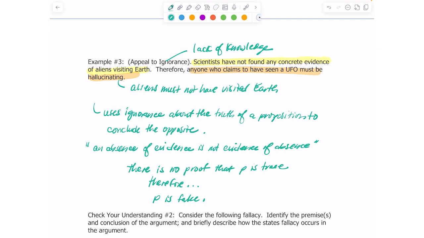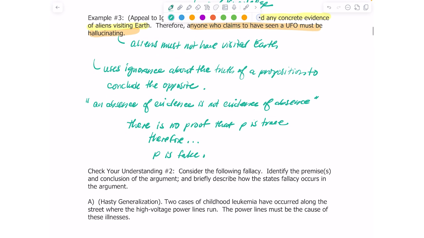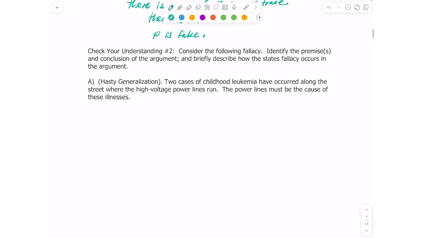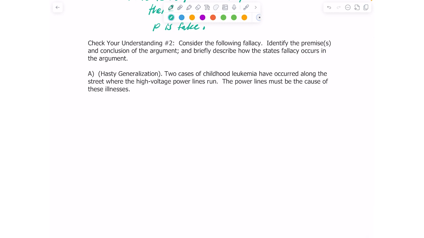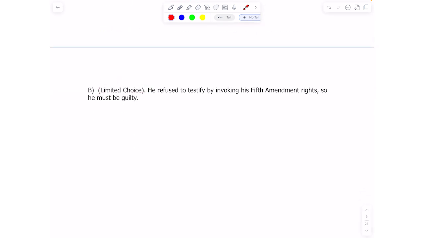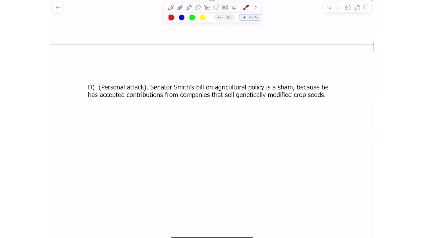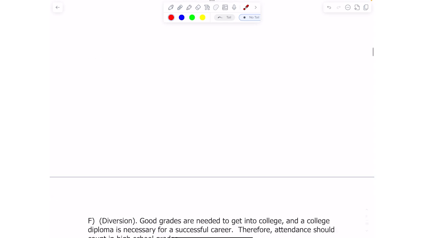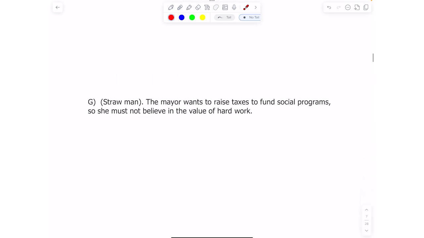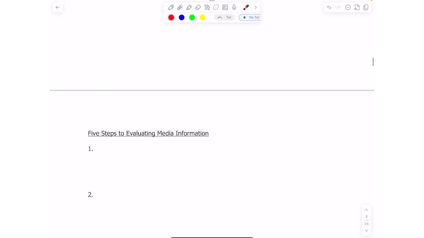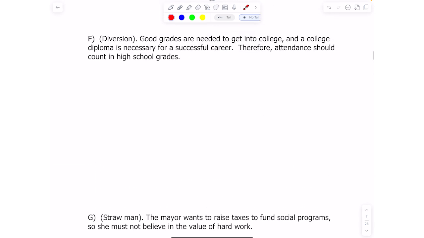So here we have some other fallacies, and I'm going to let you try these on your own. We've got a fallacy called hasty generalization. We've got another one called limited choice, appeal to emotion, personal attack, circular reasoning, diversion, and straw man. And what I'd like you to do is highlight the premises or premise, highlight the conclusion, and then think about why the argument that's being made is a fallacy.